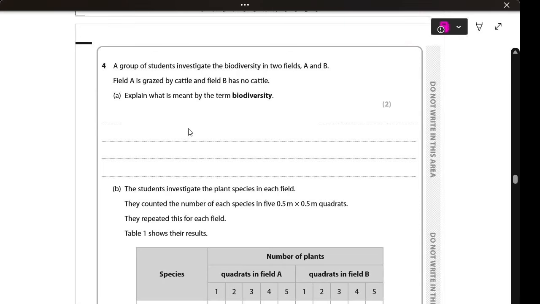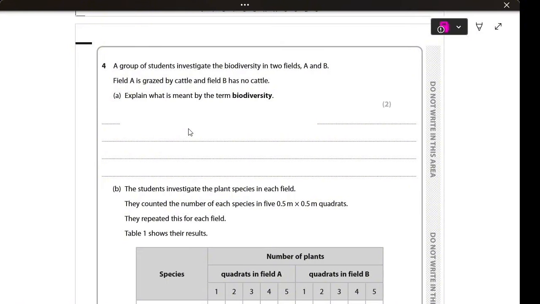Then we have question number 4. A group of students investigate the biodiversity in two fields, Field A and Field B. Field A is grazed by cattle and Field B has no cattle. Grazing means cattle eating the grass or plants, whatever the cattle eat. So grazing means being eaten by cattle.